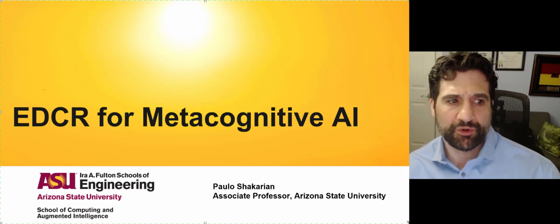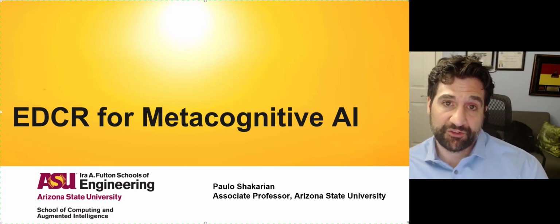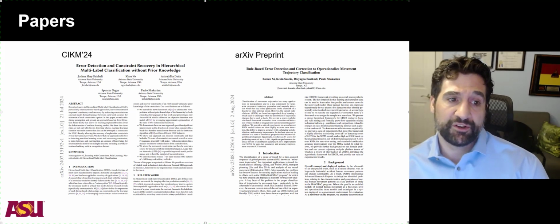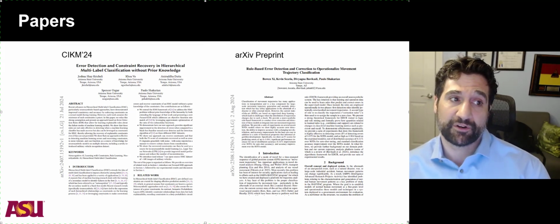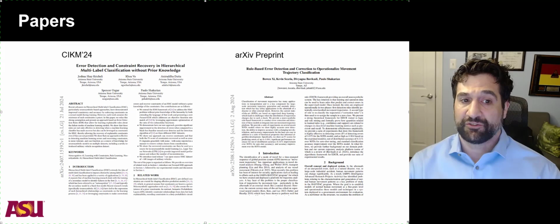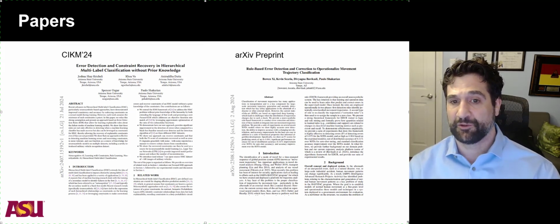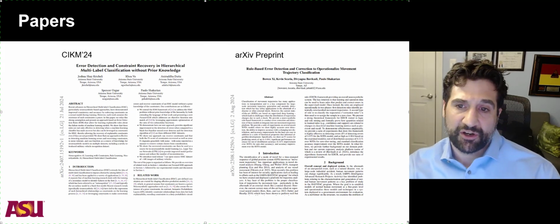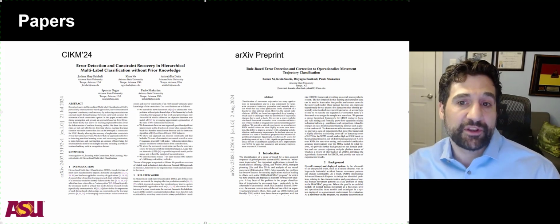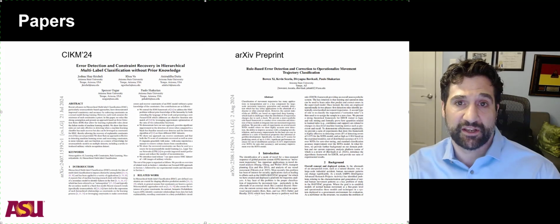In this video, we will give an overview of results of our recent work on error detection and correction rules for metacognitive AI. This will include a couple of papers. One is our really recent paper accepted to CIKM 24 on error detection and constraint recovery for hierarchical multi-label classification. And the other is a paper we have talked about before on the channel that is available as an arXiv preprint. Some of the ideas in the preprint actually set the stage for the CIKM paper.